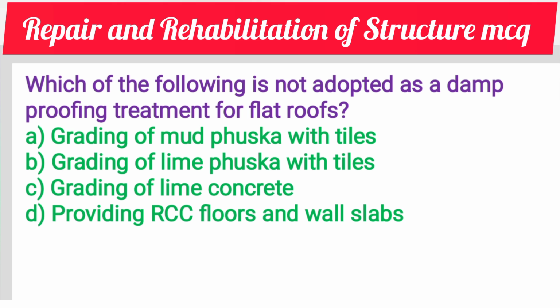Next question, which of the following is not adopted as a damp proof treatment for flat roofs? Option A, grading of mud phuska with tiles. Option B, grading of lime phuska with tiles. Option C, grading of lime concrete. Option D, providing RCC floors and wall slabs. So the correct answer is option D, providing RCC floors and wall slabs.